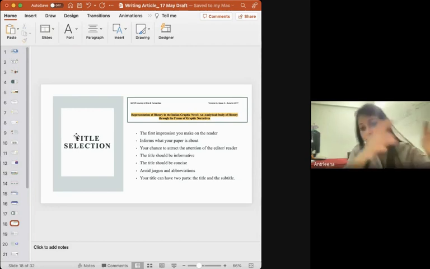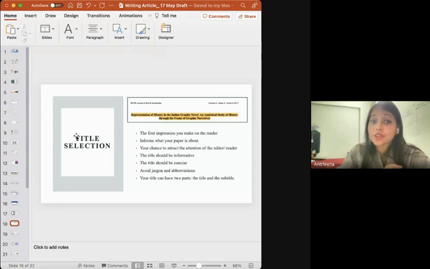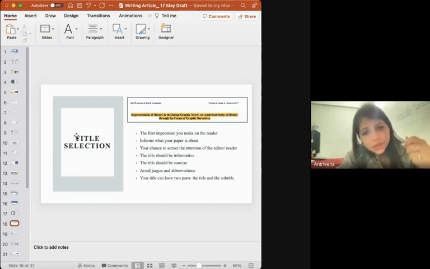It can have a title and it can also have a subtitle. For instance, I've given you an example of one of the articles. The first part is representation of history in the Indian graphic narrative. And the second part tells you that it is going to be an analytical study, a kind of qualitative study of history through the frame of graphic narratives. Okay, so it's going to be a textual reading as well as a historical reading of graphic narratives. So your title also informs what your paper is about.